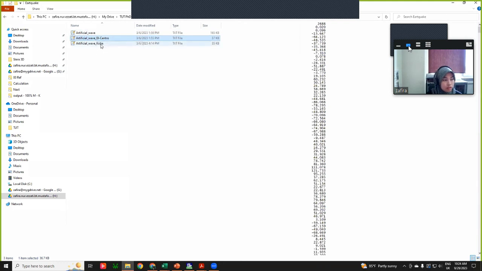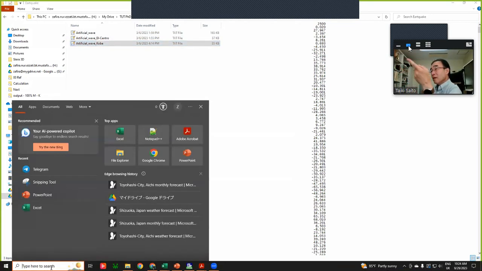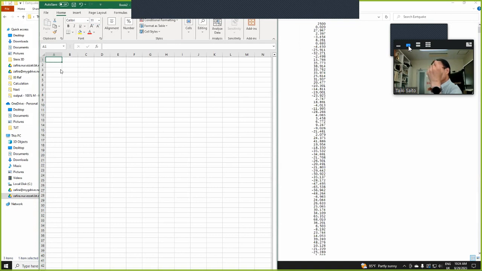This is for El Centro, and this is Kobe. So they are made by stellar wave. Yes, stellar wave. Could you draw the response spectrum of these two earthquakes? Okay, by using view wave. You know view wave? Yes.